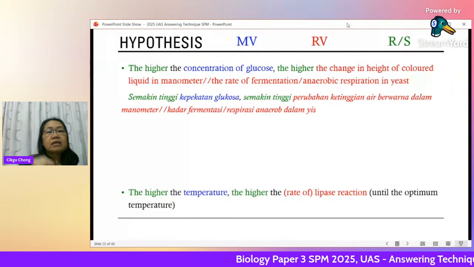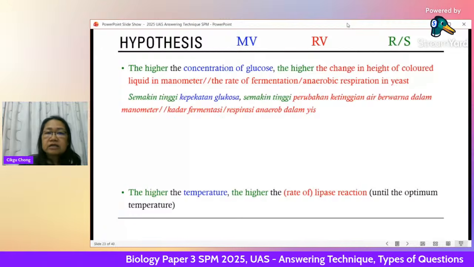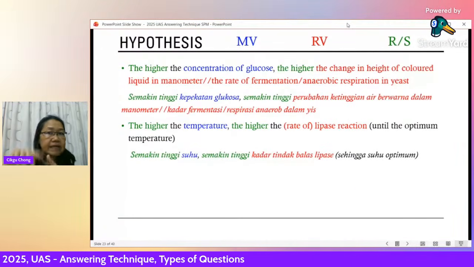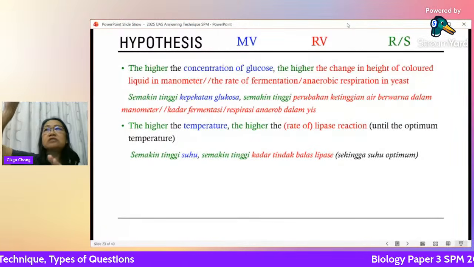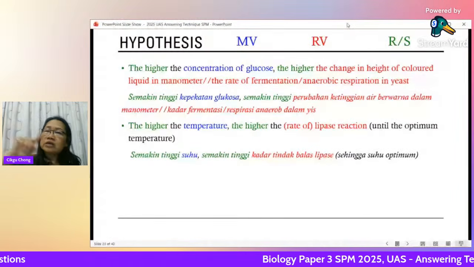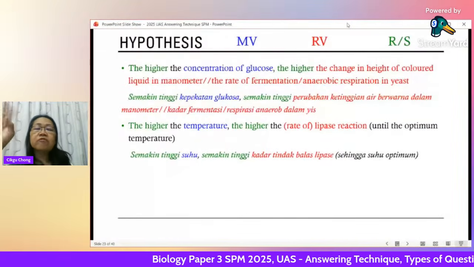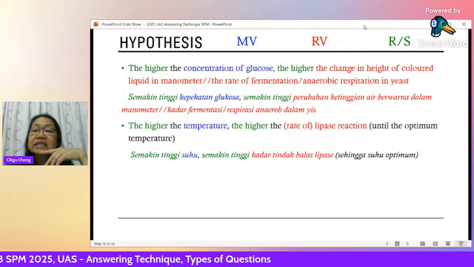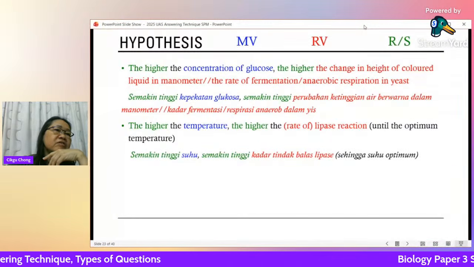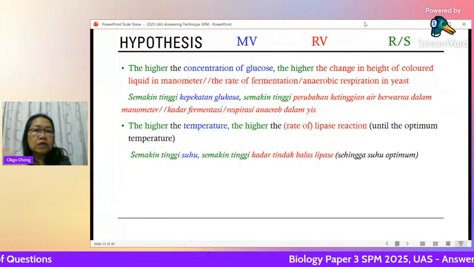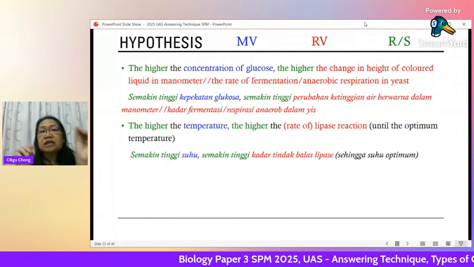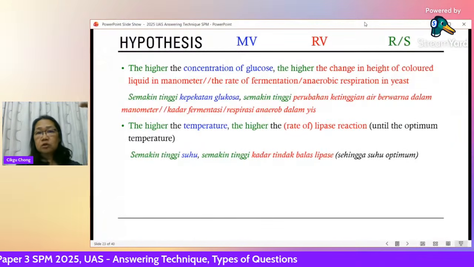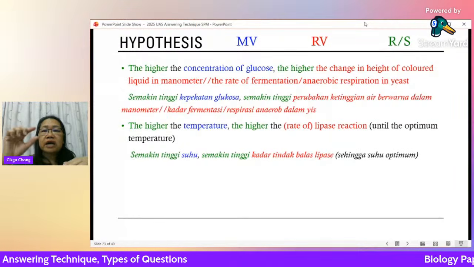Second example. The higher the temperature, the higher the rate of lipase reaction. Normally for an experiment that involves enzyme, there will be an optimum. You cannot say it goes on forever. The line doesn't go forever. It goes until 37 usually, around 40. Yeah. I did this last year and yes, you will get ethanol smell. The ethanol smell is not the one that pushes the manometer. It's actually the carbon dioxide. It produces carbon dioxide, so the gas will push the liquid in the manometer and the liquid will rise up.